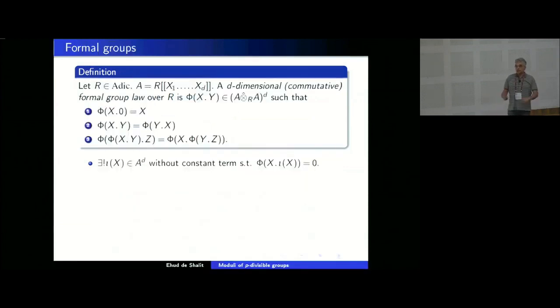So let's start with the naive notion of a formal group law. If R is adic, and A is the power series ring over R in d variables, a d-dimensional commutative formal group law over R is just a d-tuple of power series in 2d variables that I call x1 up to xd and y1 up to yd, that satisfies formally three requirements. First of all, there is no constant term.